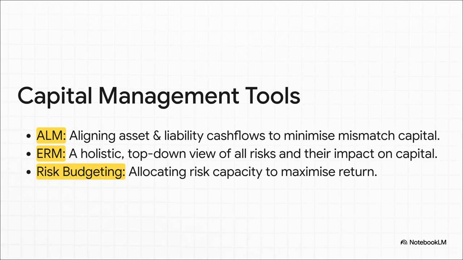Then you have enterprise risk management, or ERM. This gives you that holistic 30,000-foot view of every risk in the company and lets you quantify diversification benefits. And finally, you have risk budgeting. This is your offense. It takes the output from ERM and uses it to strategically allocate your capital to the business units and the risks that are going to give you the biggest bang for your buck.